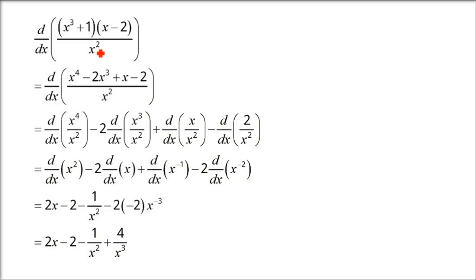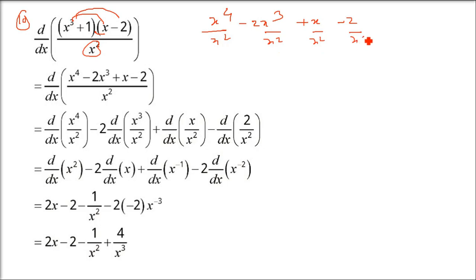Okay. (x cube plus 1)(x minus 2) by x square. So this is question number 10. First you multiply the numerator and then divide each term by x squared. That is x to the 4, minus 2x cube, and then x into 1 is x, minus 2 into 1 is minus 2. Then put x square in the denominator, x square here, here, here, and here. x square gets cancelled.